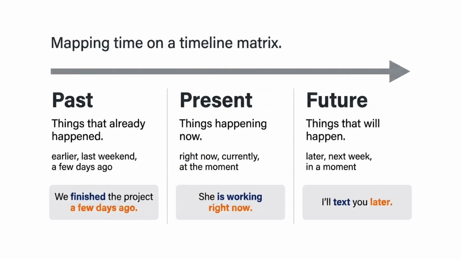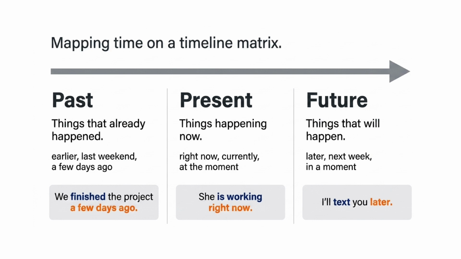Okay, so we know what they do, but not all adverbs of time are created equal, right? We can actually group them into a few really handy categories. One of the easiest ways to think about this is like a timeline. You've got your adverbs for the past, for things that are already done, like a few days ago. Then you've got the present for what's happening this very moment, like right now. And of course, the future for what's coming up, like later.